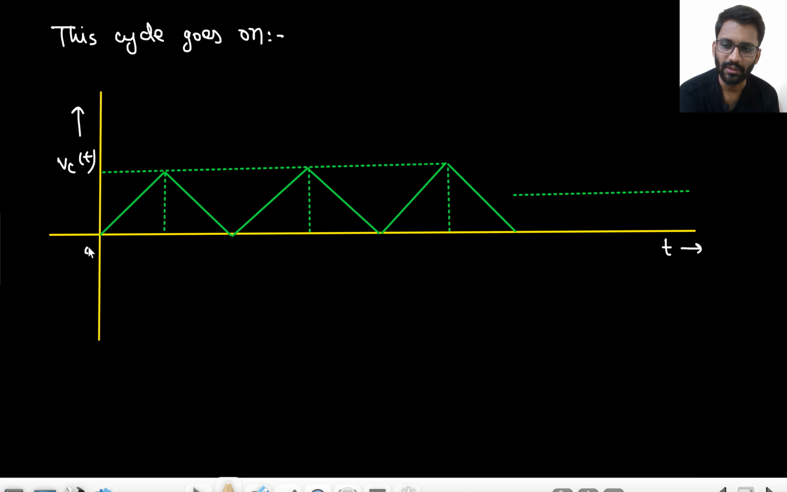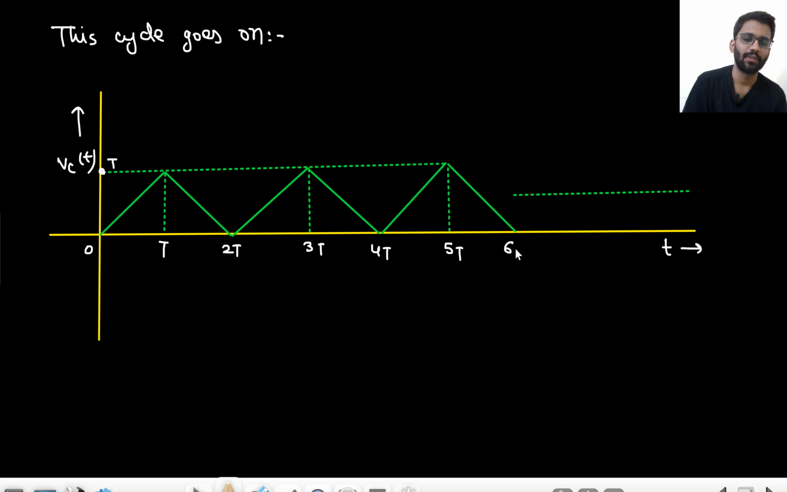What happens? From 0 to T it charges and gains a voltage of T volt. Then from T to 2T it discharges and goes to 0. Then from 2T to 3T it charges and gains a voltage of T volt. And from 3T to 4T it discharges and goes to 0. From 4T to 5T it charges and gains a voltage of T volt. And from 5T to 6T it discharges and goes to 0 volt. So this cycle keeps on moving. This is the waveform that we are generating at the output.